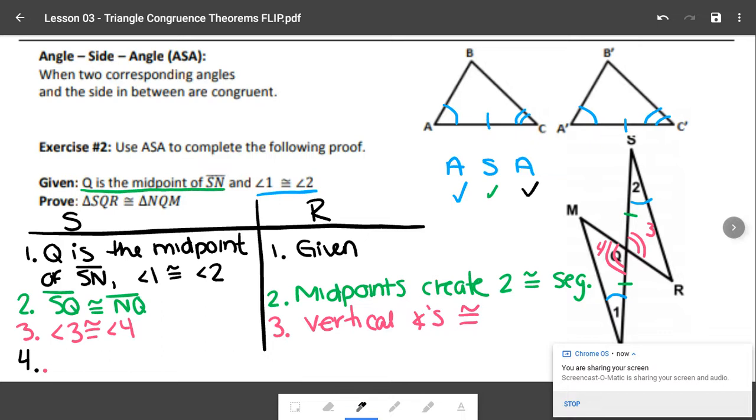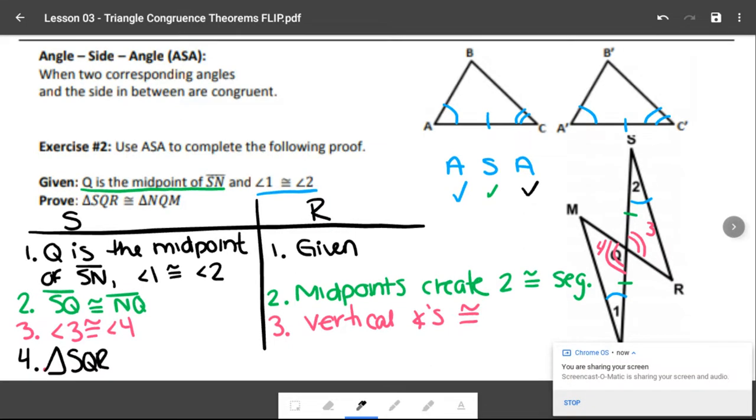So I have angle, side, angle, which means I can say that triangle SQR is congruent to triangle NQM by angle, side, angle. So far we have 2 out of the couple different ways of triangle congruence. We're going to wrap it up with one more way today.